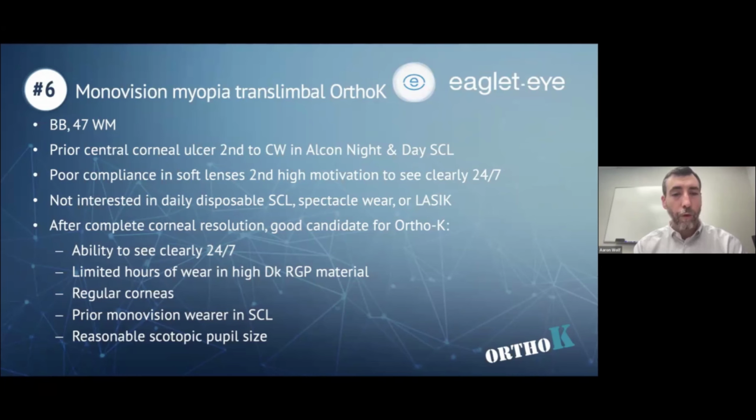They were already doing monovision before, which at 47 years old is going to be somewhat of a factor or concern: achieving vision at both distance and near. So fortunately, they were already used to monovision and enjoyed doing that. So that made it pretty easy to try to mimic that with orthokeratology. And then lastly is going to be scotopic pupil size.